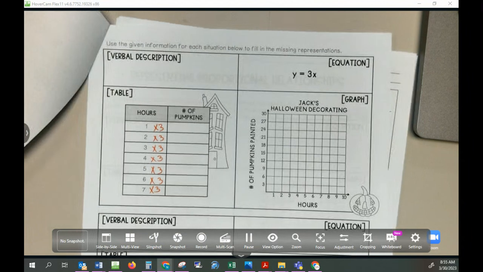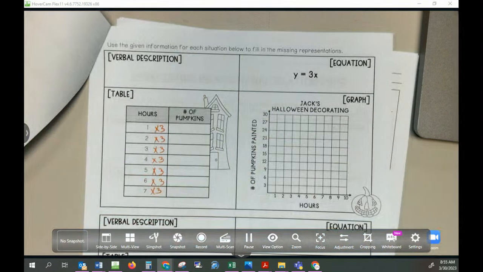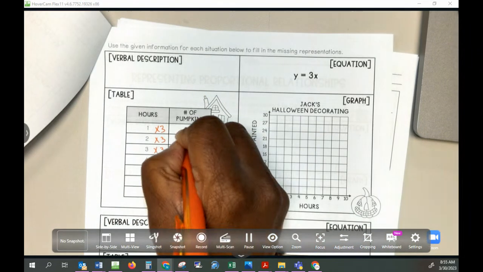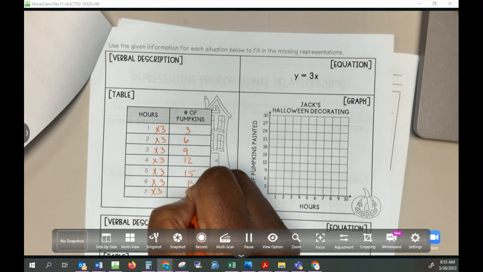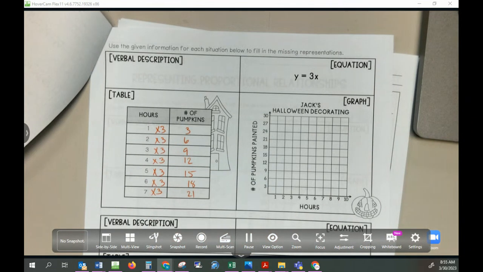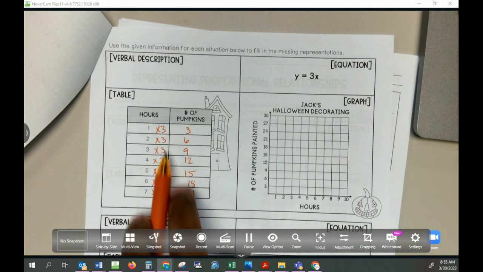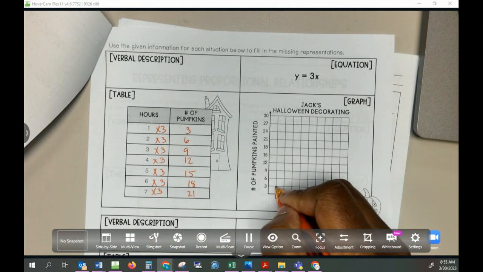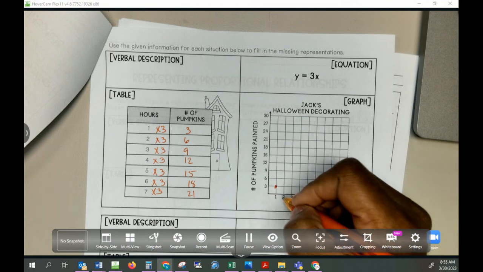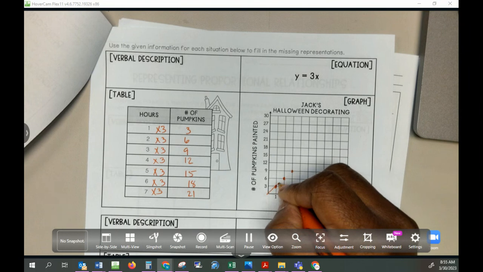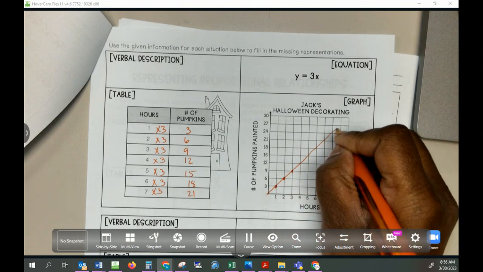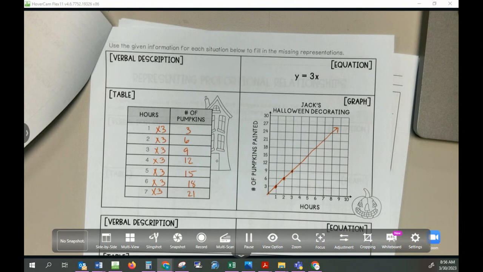And so when we do that, we can just constantly keep building what we need to build a graph as well as do the verbal description. So that's 3, 6, 9, 12, 15, 18, 21. And then when you go to graph, you use 1 and 3. So 1 and 3, 2 and 6, 3 and 9, and so forth. It goes through our origin, so we know that this is proportional.